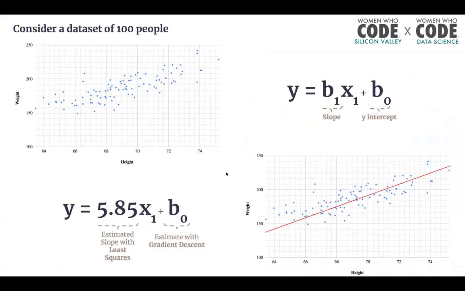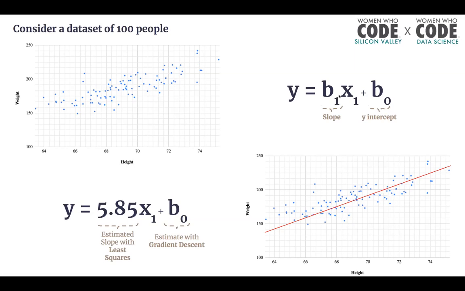So let's consider an example. Consider an example data set of 100 people in the graph on the top left. We have their heights on the x-axis, their weights on the y-axis, and plotting them, I see a kind of linear relationship between them. As their height is lower, the weight is lower. As their height increases, the weight also increases.